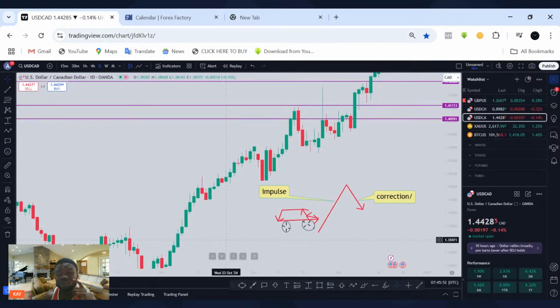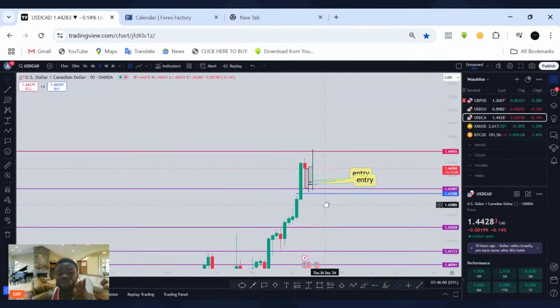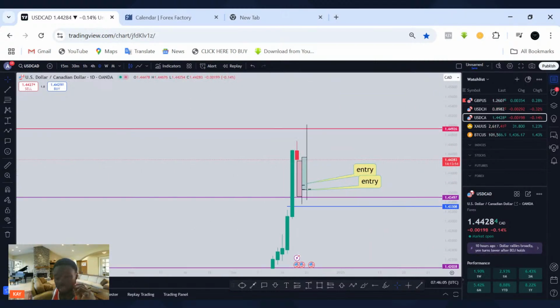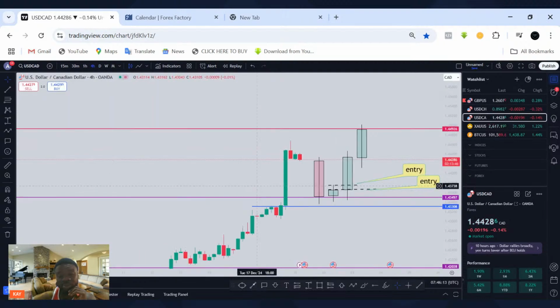So that's it when we talk about impulse. Impulse moves normally move very fast, but when it comes to corrections, price normally moves very small. It doesn't move very fast as compared to impulse moves. You get it, as compared to impulse moves. So it's the same thing that is happening.